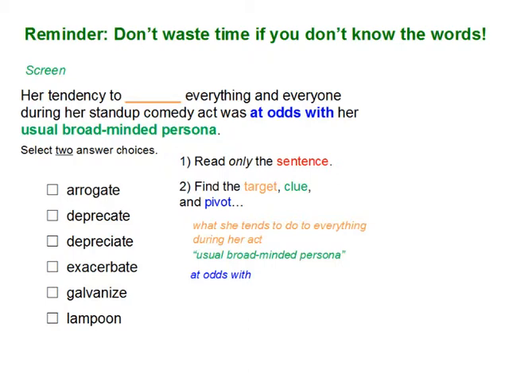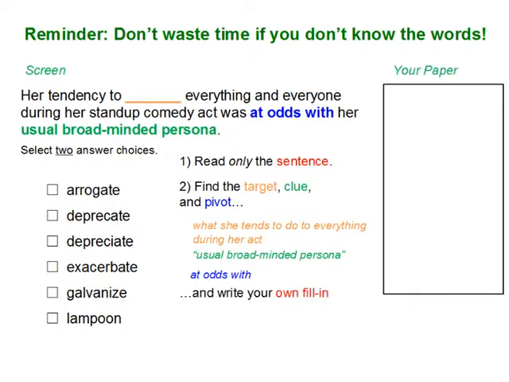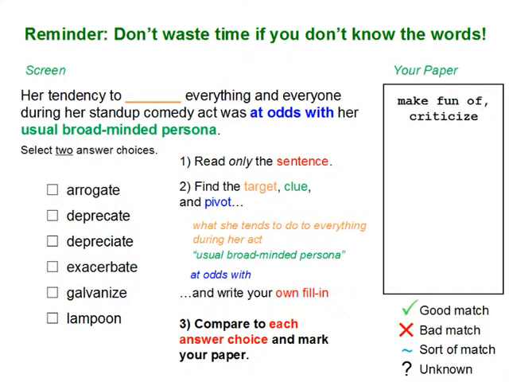The word that immediately comes to my mind is sort of narrow-minded. So if we're going to write narrow-minded in there, her tendency to be narrow-minded with everything and everyone would get us somewhere on the problem. However, if I could quickly look at the answer choices now, I could say, okay, her tendency to be narrow-minded with everything and everyone was at odds with her broad-minded persona. That makes sense. It's not grammatically a great sentence, but it makes sense.